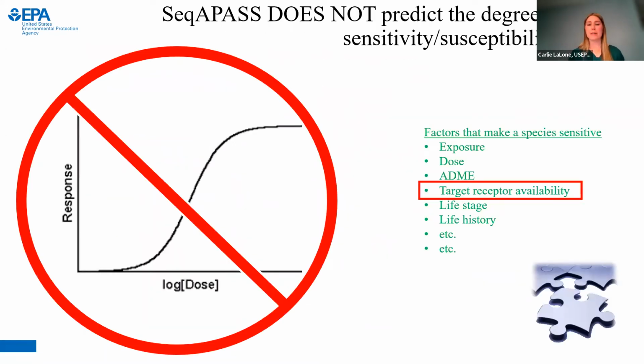What SeqAPAS does not predict is the degree of sensitivity or susceptibility. We understand that thinking about the factors that go into species sensitivity, there's obviously toxicokinetics, exposure, dose, ADME, all of that information is so important, as well as life stage, life history. Those are considerations that other types of approaches and other tools could bring to this evaluation if you're thinking about weight of evidence or lines of evidence to support conservation across species for extrapolation. SeqAPAS in and of itself asks a very specific question of whether or not that protein target is available in another species for that chemical to act upon, yes or no, susceptible or not. So, it's very specific in what it does.